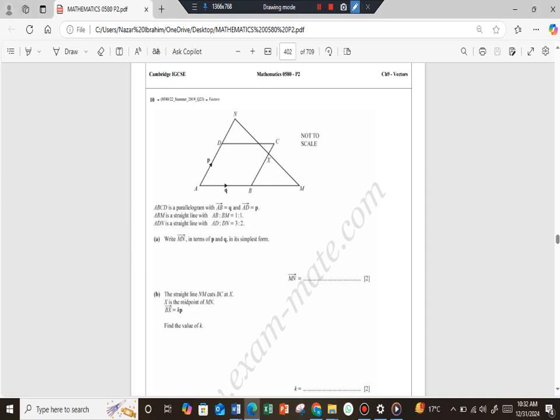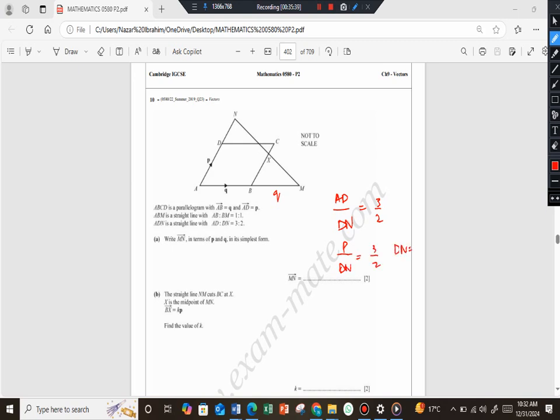AB ratio BM is 1 is to 1. So if AB is Q, definitely BM will also be equal to Q. That's very clear. Then AD ratio DN is 3 ratio 2, so AD upon DN is 3 upon 2. AD is equal to P, so DN is equal to 2 upon 3P. And BM is equal to Q. This is the data which we have used to take out these two values.